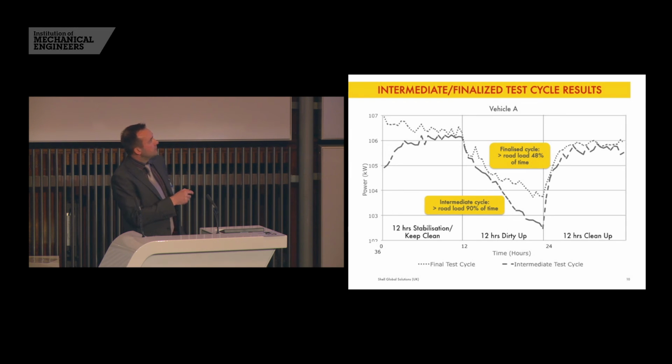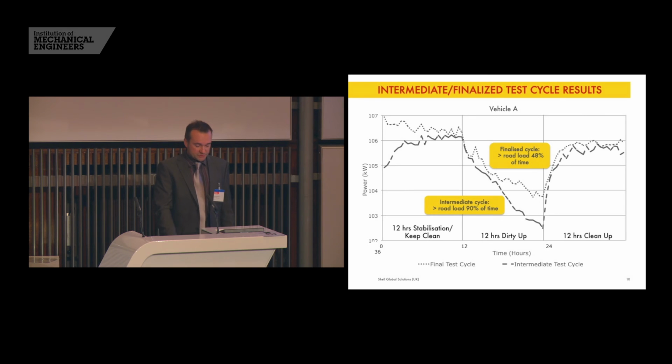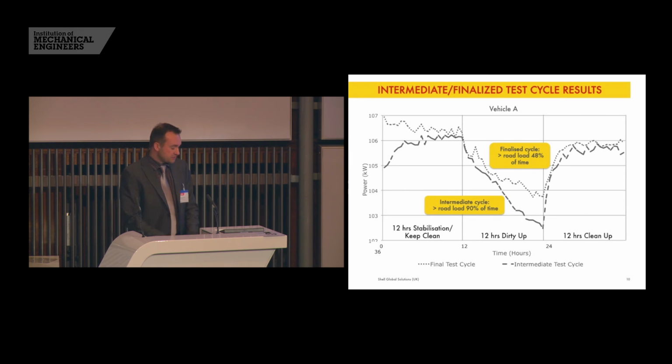Then as we exclude the detergent, deposits form, to a lesser extent with the finalised cycle, which is lower load intensity. And then as we reintroduce the detergent, we recover the power lost in the dirty up phase. So although reducing the load intensity in the final cycle did reduce our signal somewhat, there was still sufficient signal and sufficiently good signal to noise to make that step.